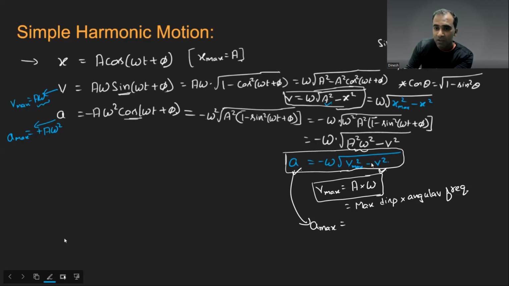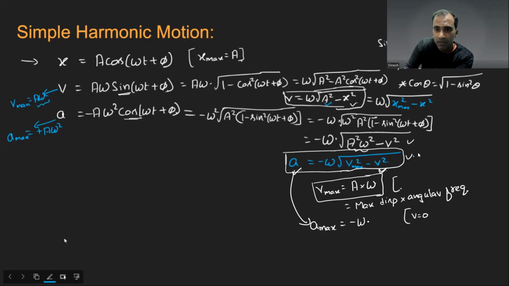Hope you're following. At what value of velocity is acceleration maximum? Anyone? Minus omega times V. You can look at this one or this one, anything is fine. Minus omega times V is 0, so just put V equal to 0. A maximum happens when V becomes 0. Okay. And when does V maximum happen?